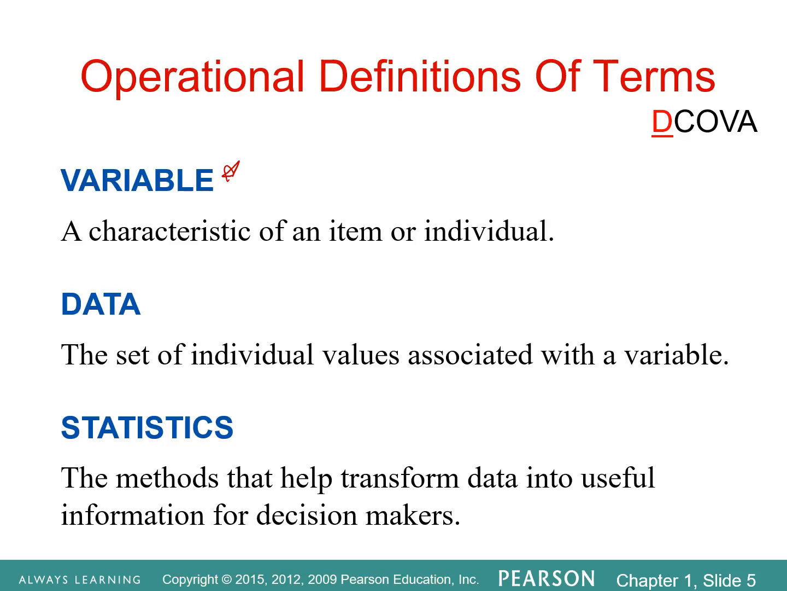Okay, so data is typically the set of individual values associated with a variable. So we are looking, for example, at what I just mentioned, the price of an iPhone, right? iPhone X. Okay, now the data would be, maybe, the store.